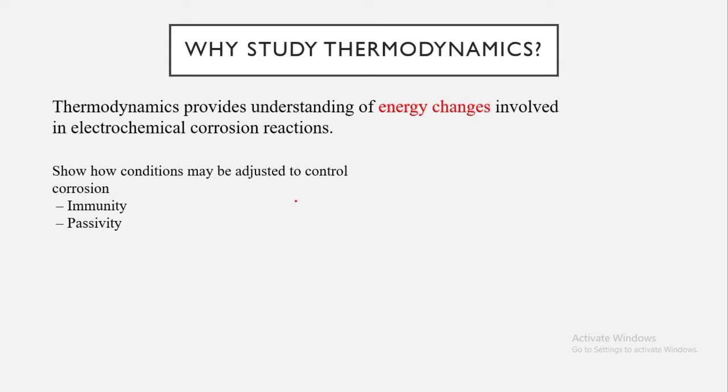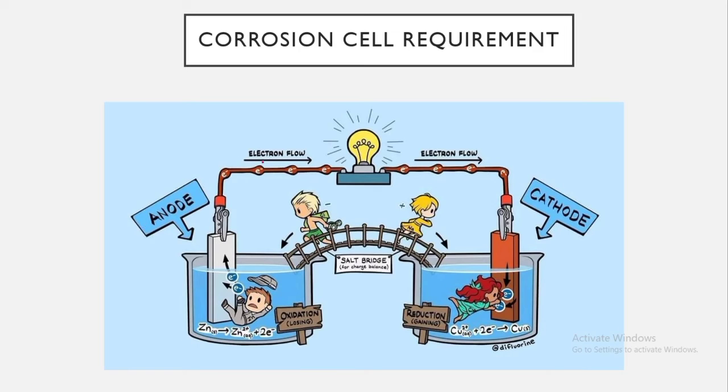Why do we need to study thermodynamics of corrosion? The thermodynamics provides understanding of energy changes involved in electrochemical reactions. It also shows conditions that may be adjusted to control corrosion, in two ways. We have the immunity, which means that there is no corrosion going to happen on the engineering material, and we have the passivity, whereby an oxide layer is formed on the surface of the metal, which prevents or slows down the rate of corrosion. Let's move on to the corrosion cell requirement.